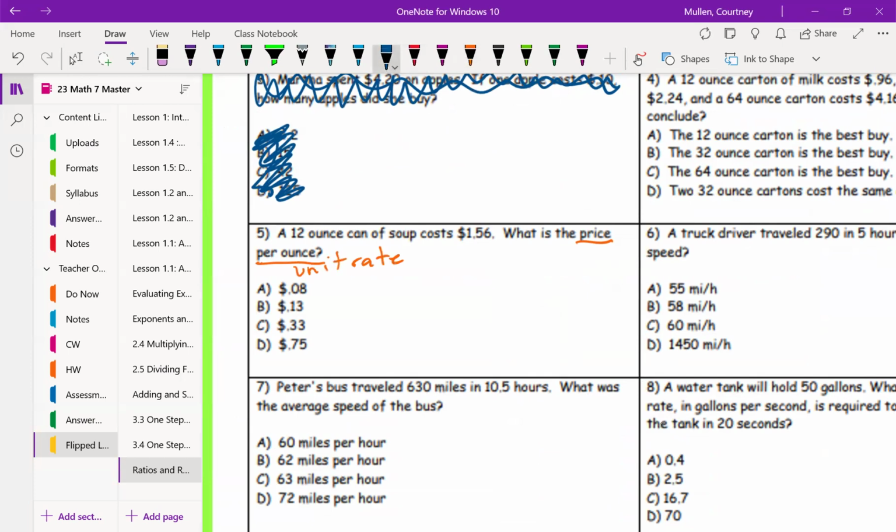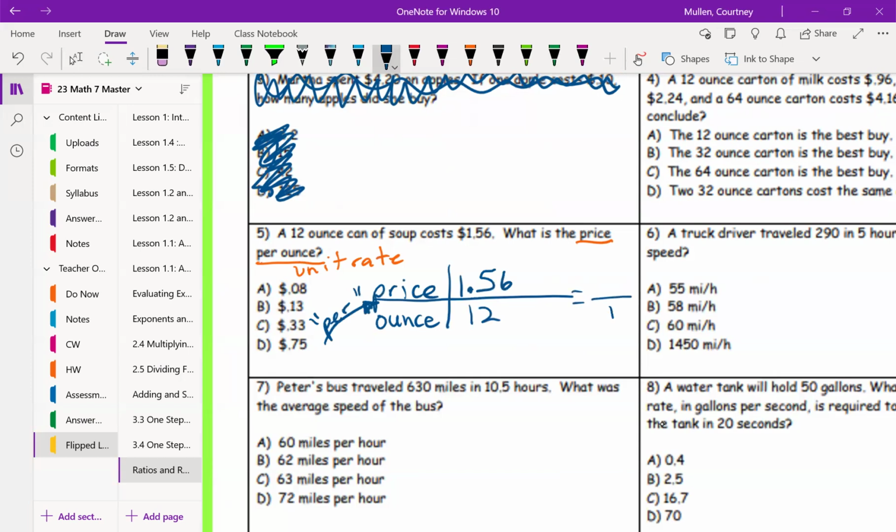And we need our labels again. So what do you think? It says per ounce, price per ounce. So price per ounce, right? This division line, this fraction bar says per, just like per means to divide. So we have $1.56 was the cost or the price for how many ounces? For 12 ounces. And again, it's asking us for the unit rate.